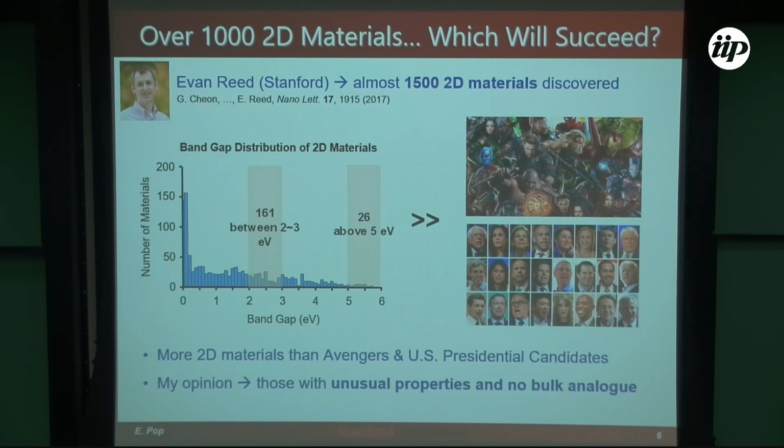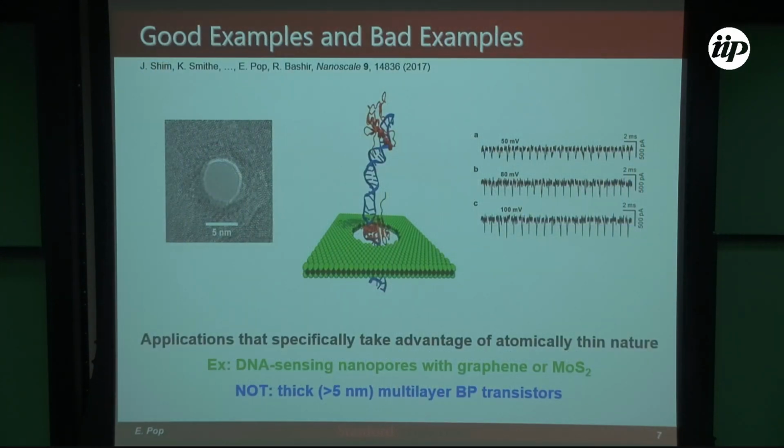My opinion, and this is just my opinion, I could be wrong, is that the 2D materials that have unusual properties and no bulk analog are probably going to be the most successful. As I'll show later, we probably will not replace silicon, because silicon's very good at what it does, but there are some examples where we can complement silicon and so on.